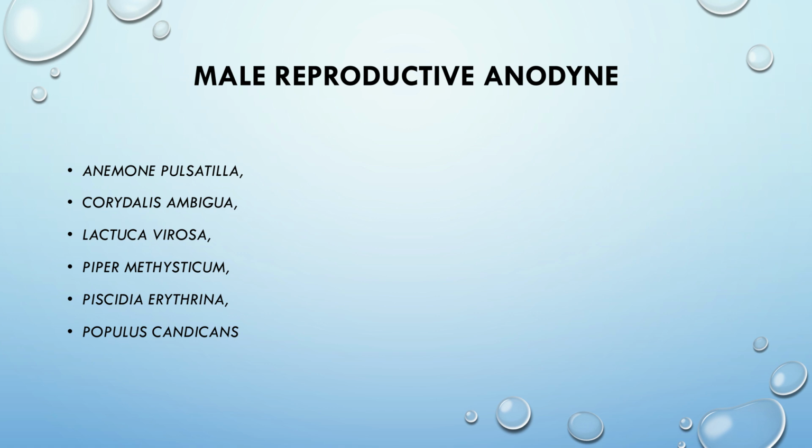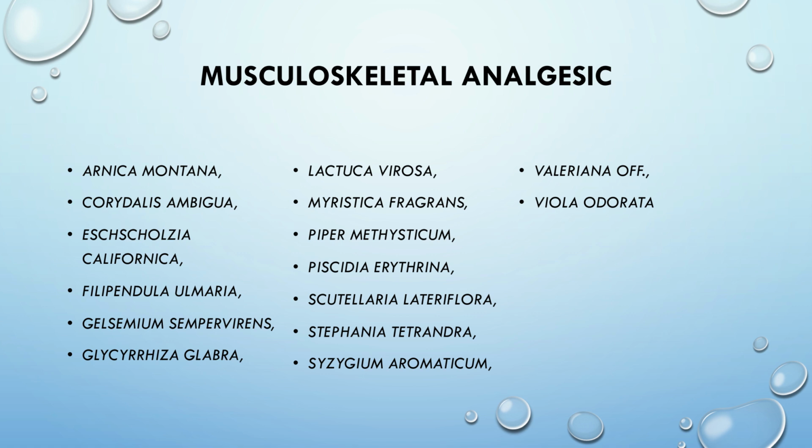Piscidia is quite strong. That's Jamaican dogwood. Also very helpful. It's one of our stronger analgesics too. And then there's populus. Musculoskeletal, I think we covered most of these.